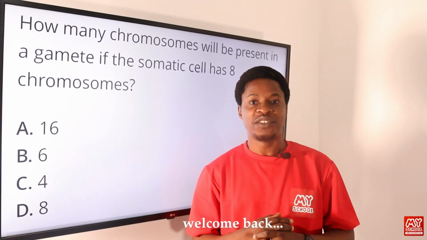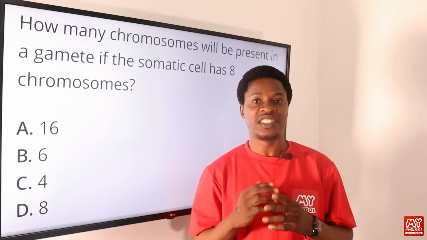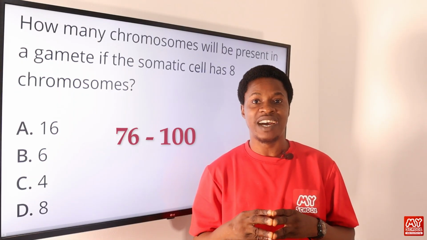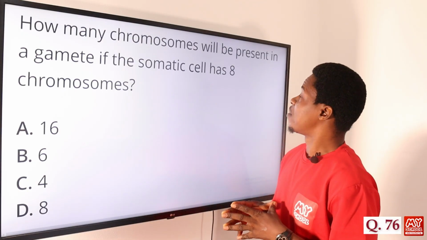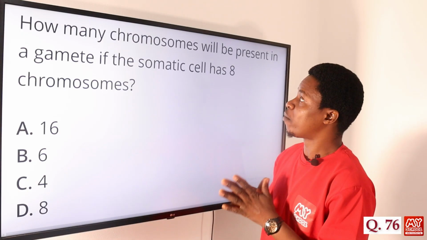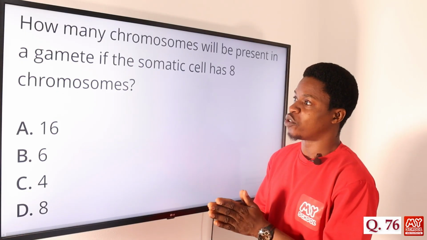Welcome back. In today's video, we'll be tackling questions 76 to 100. Now, let's get down to question 76. How many chromosomes will be present in a gamete if the somatic cell has 8 chromosomes?